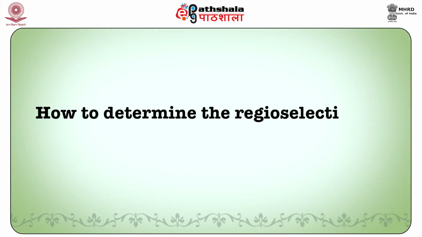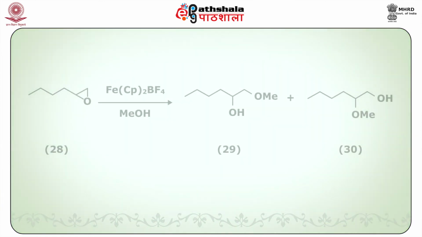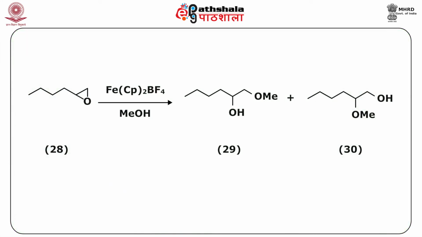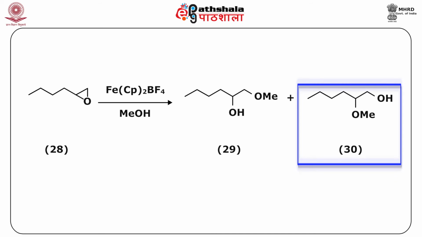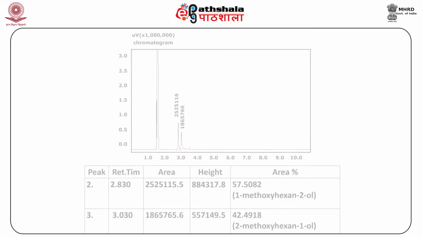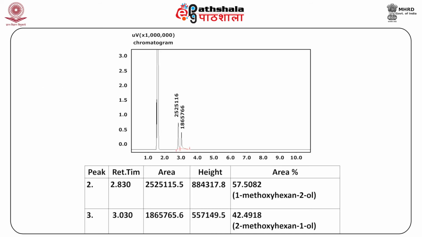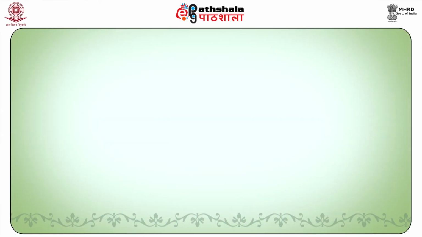Now, how to determine the regioselectivity? The ring opening of 1,2-epoxyhexane with methanol using iron cyclopropyl boron fluoride as a catalyst gives rise to the regioisomers 1-methoxyhexan-2-ol and 2-methoxyhexan-1-ol. The ratio of these two regioisomers in terms of percentage area was determined by gas chromatography.